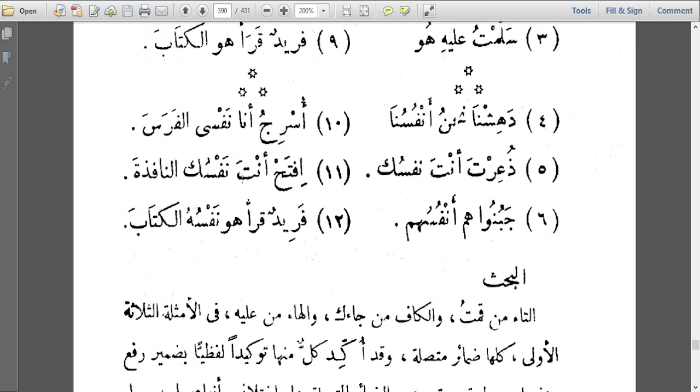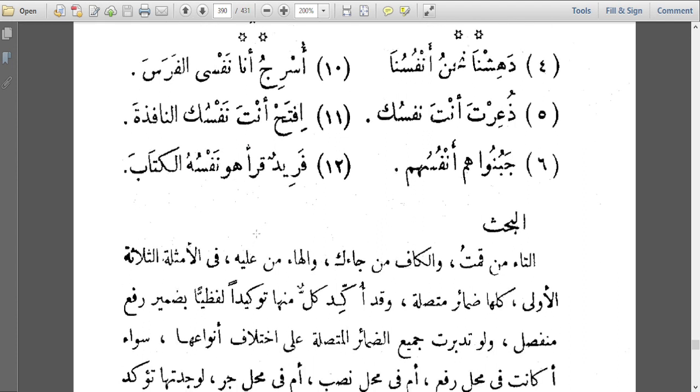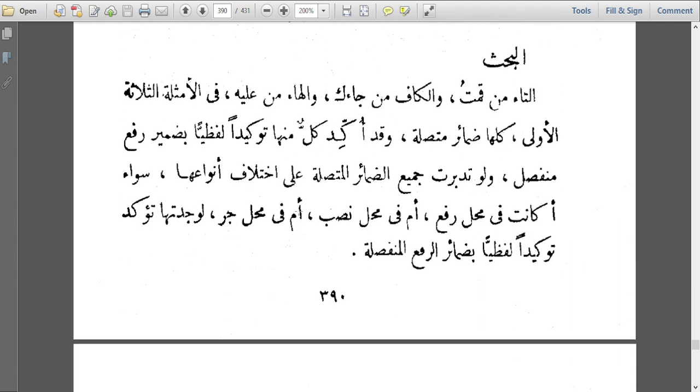Then it says, Iftah anta nafsuka an-nafiza. You yourself open the window, an additional emphasis. Faridun qara'a huwa nafsuhu al-kitab. This is an additional emphasis, double emphasis. Yani. Okay, Jamil. Now, we come to the al-bahs.